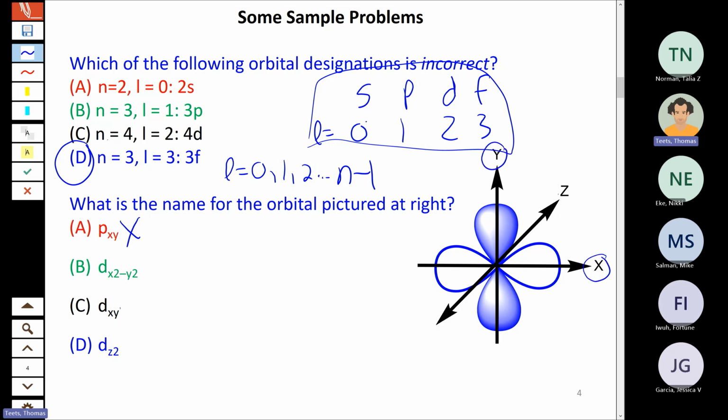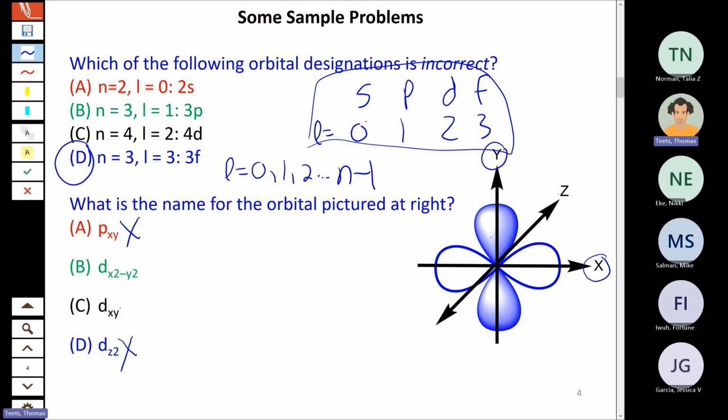So it's going to be one of the d orbitals that's in the xy plane. So that gets rid of choice D. But then which of these two is it? We have to remember that those two are very similar to each other: dx squared minus y squared and dxy. Those are both valid designations for d orbitals, and they both sort of have their orientation in the xy plane.